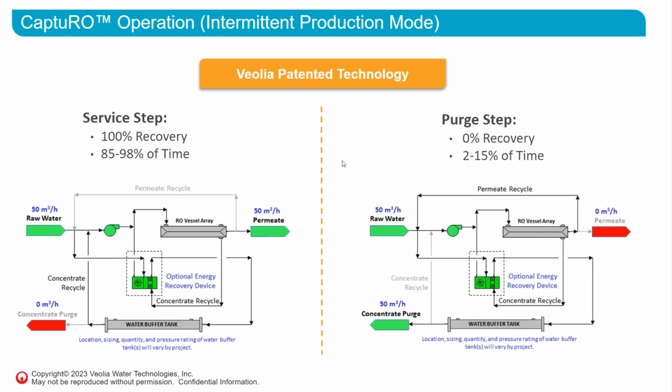So for example, if we were to operate at 90% recovery, roughly speaking, we'd be running 90% of the time at 100% recovery in the service step, and then we would operate the other 10% of the time at 0% recovery in the purge step. So in this Capsuro operation sequence, the system cycles back and forth between the service step and the purge step all day long.